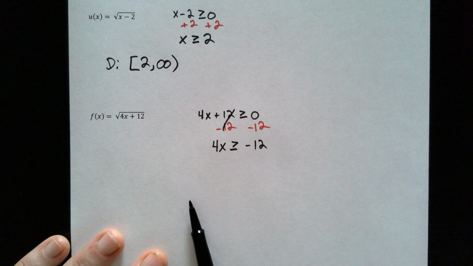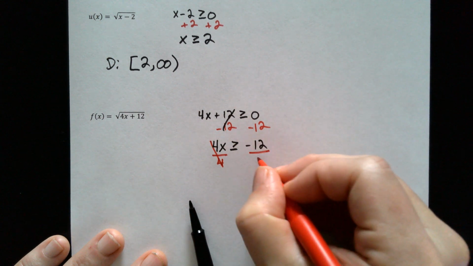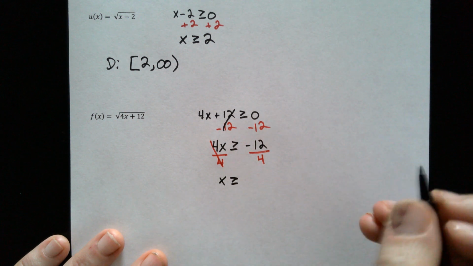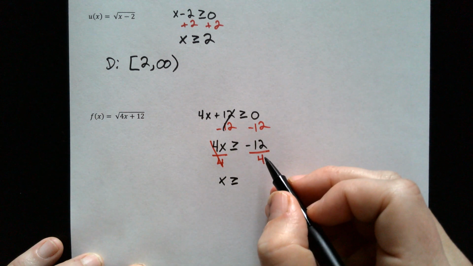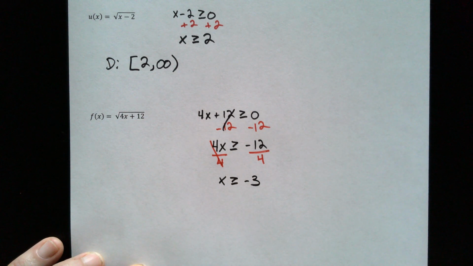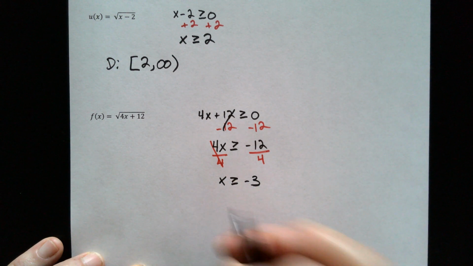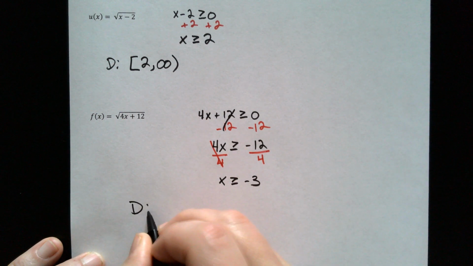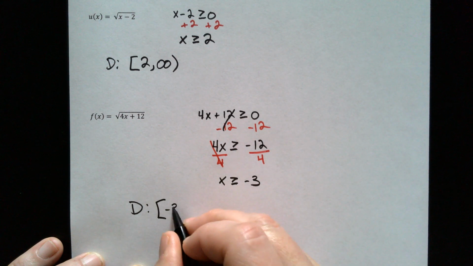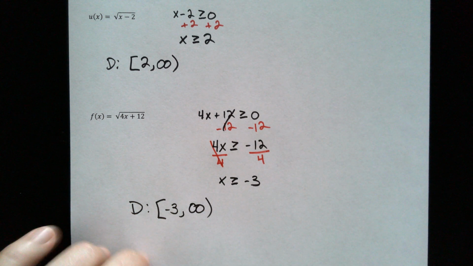And then it's 4 times x, so we divide by 4 to get rid of it. So we've got x is greater than or equal to, let's see, what is negative 12 divided by 4? Negative 3. That will be our bottom number. So x is greater than or equal to negative 3, and negative 3 is our smallest number. So our domain would start with a bracket because of the line, at negative 3, and then it would head out to infinity.